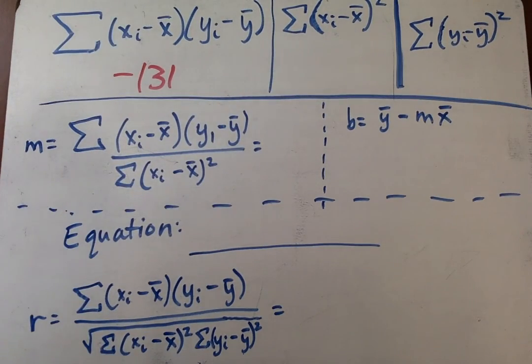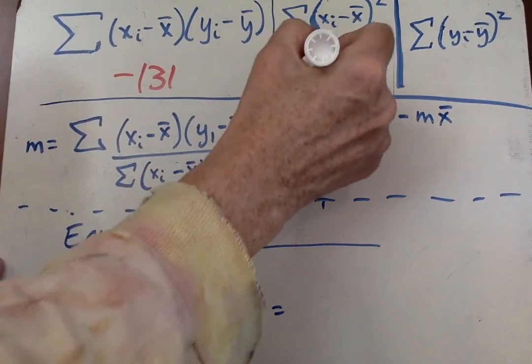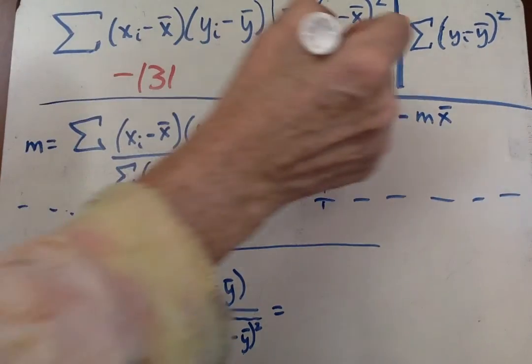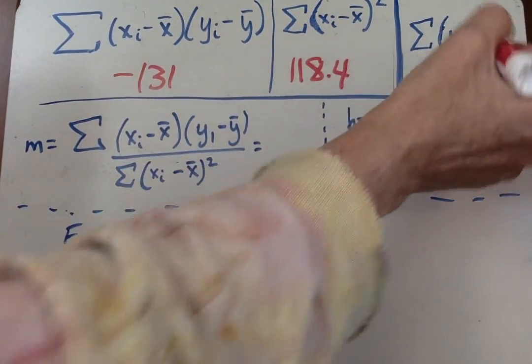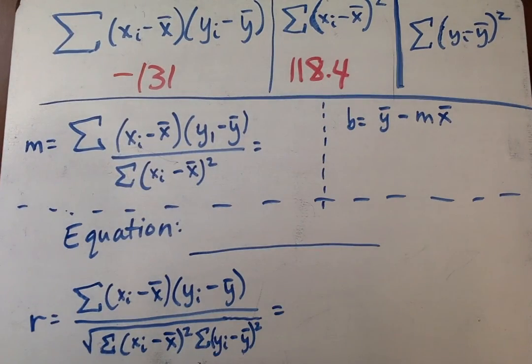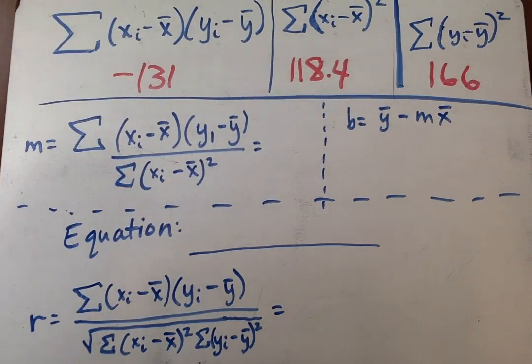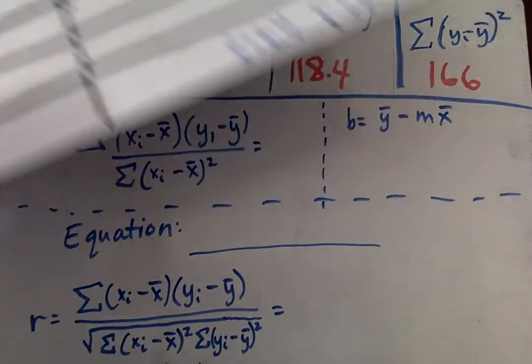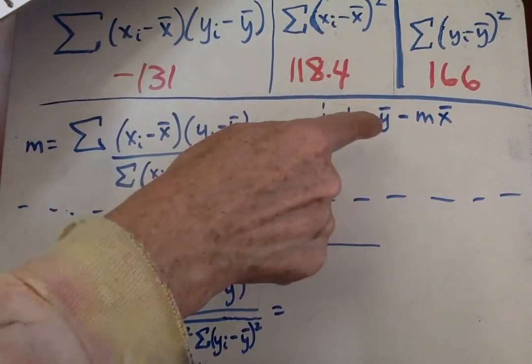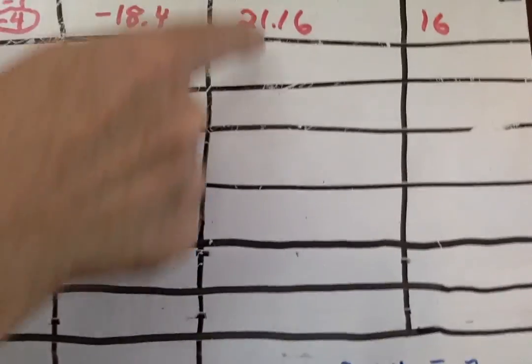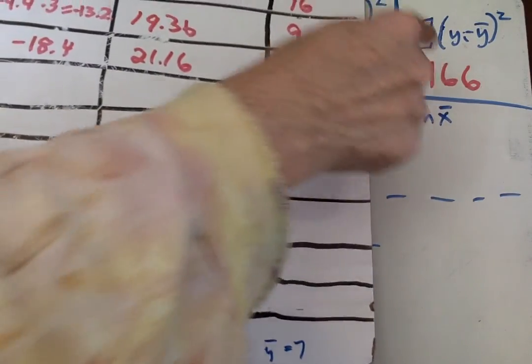Okay. The next one, the summation of just the x values squared is 118.4. And the summation of the y values right there squared, and again, those are squared, is 166. Okay. So again, this is the original one right here. This one is the original one right here. This one over here is this one right here added all together. And the last one there is all of these added together.